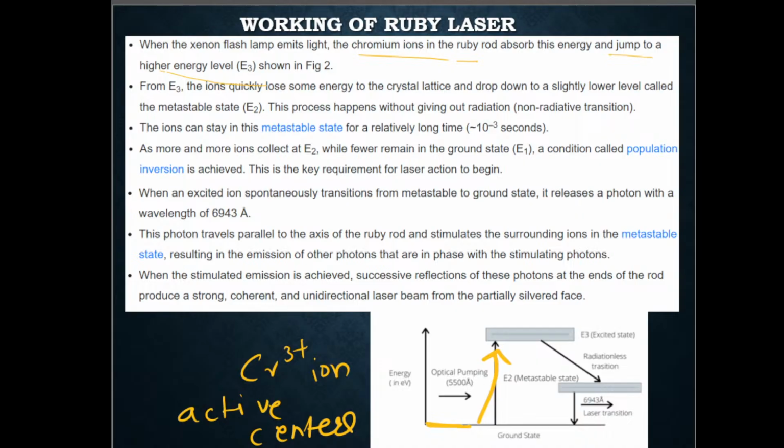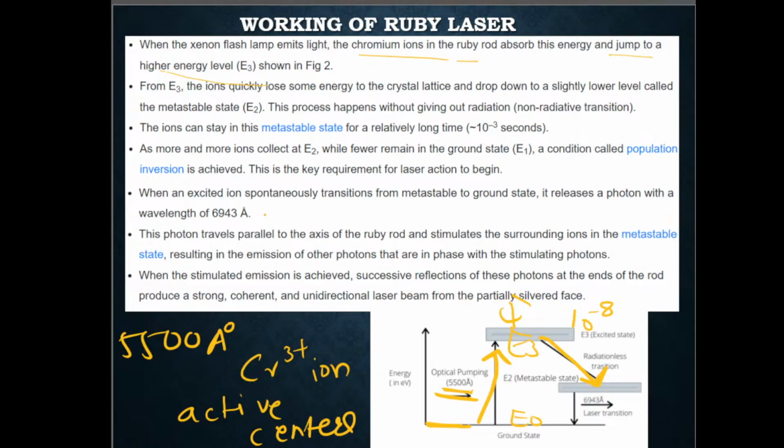Okay, so now the chromium atom absorbs energy from the optical pumping, having the value 5500 angstrom, and goes into the excited state. ठीक है, कहाँ से कहाँ ट्रांजिट किया? E0 to E3. Now this is our excited state, but after 10 to the power minus 8 seconds, that excited state electron transits from E3 to E2 state.